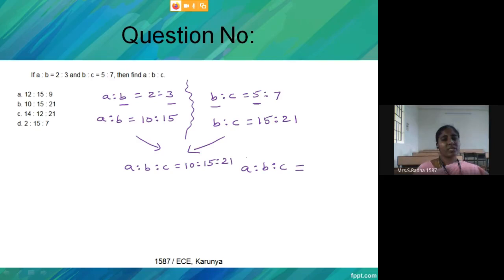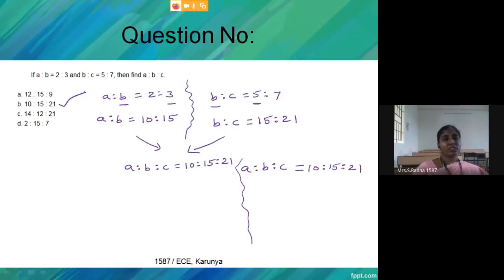If further simplification is possible, you cancel it. If some cancellation is possible for all three numbers, you cancel it and get the lower value. If no simplification is possible, the same will be given as the answer. 10 is to 15 is to 21. If all three numbers can be cancelled with the same number, then we have to go for the lower representation of the ratio.